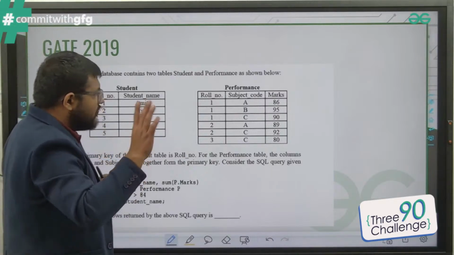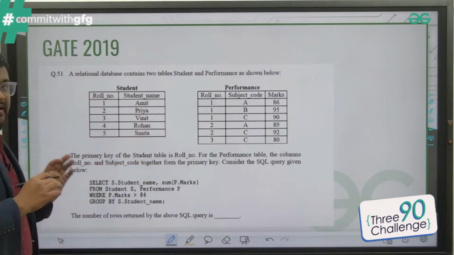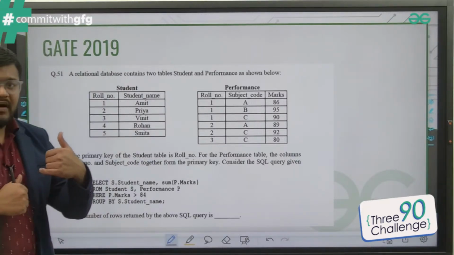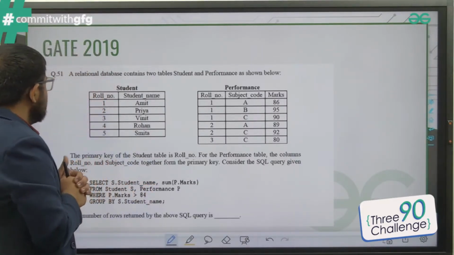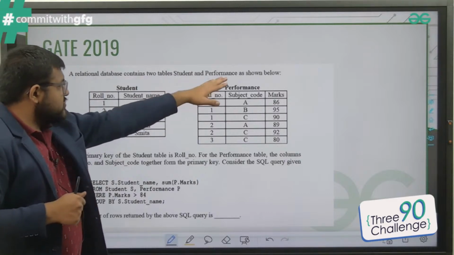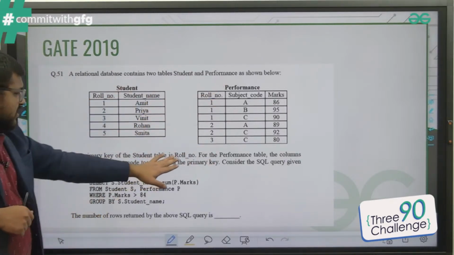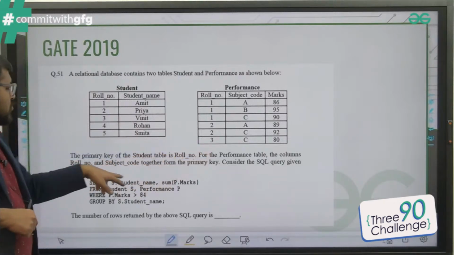No, not at all. How will I solve this question? You see here, in GATE time matters a lot, right? So see, how will this question be solved in GATE? A relational table is given, student and performance, there is student data, there is performance data. Okay, what is said further? The primary key of student is roll number, performance is roll number and subject code.